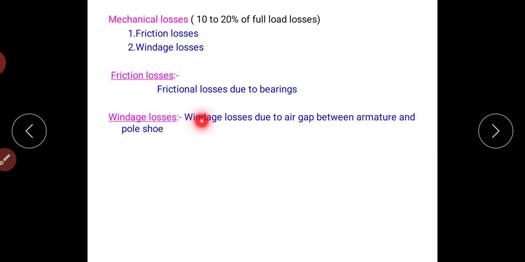So, next one, windage losses. Okay, we know that the air gap is present between the armature core and field core. Due to this air gap, these windage losses are produced.